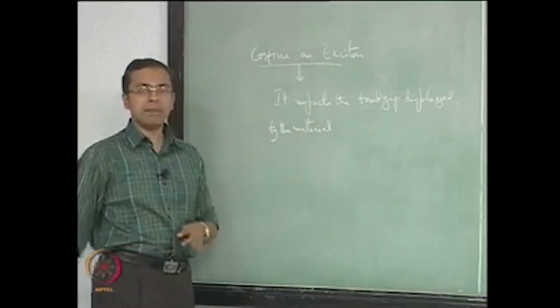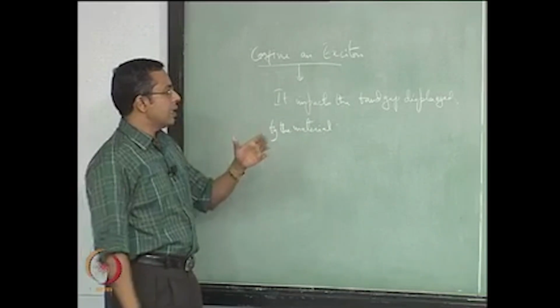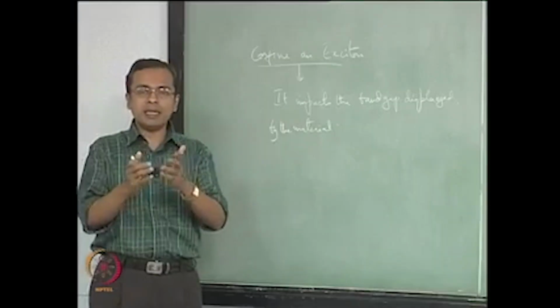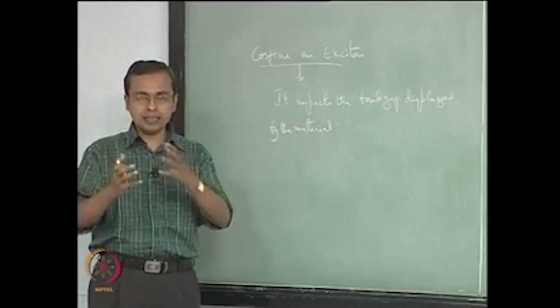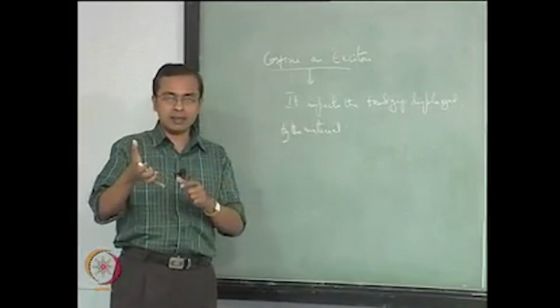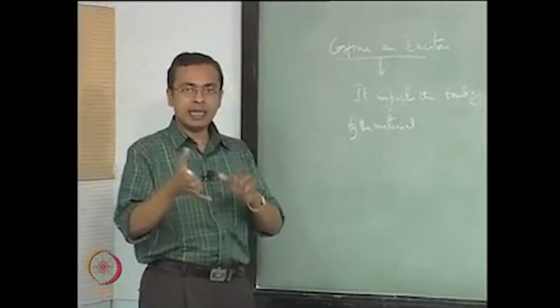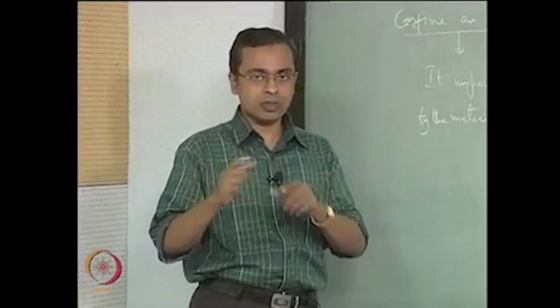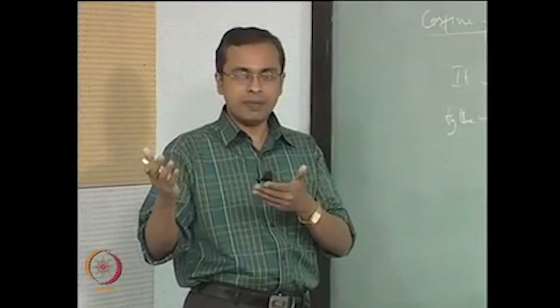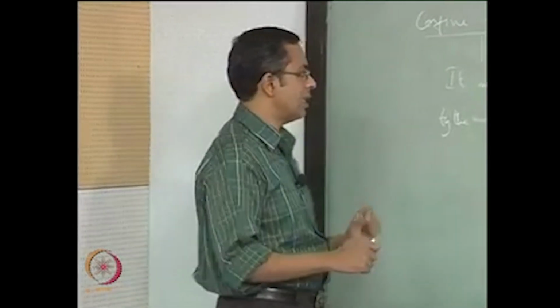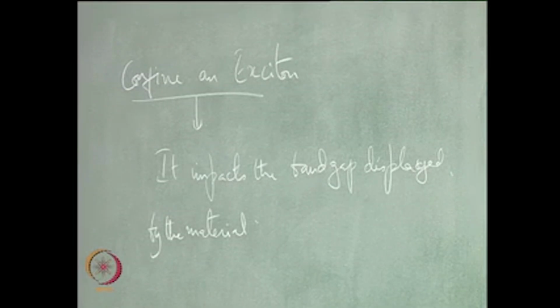Okay. So it impacts the band gap displayed by the material. What you now have is a situation where the bulk material has a certain band gap, and by simply making it a nanomaterial you can change the band gap, because that changes the way in which the exciton is impacted. It is causing changes to the band gap, because the exciton has a certain interaction between the electron and the hole, and this is impacting it by making the particle size the same size scale.